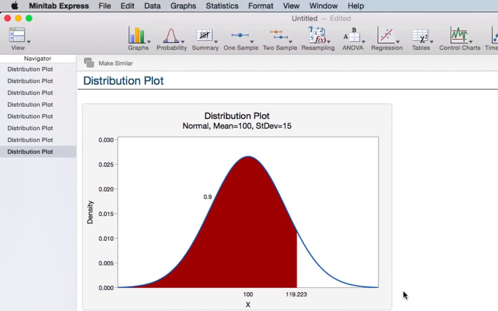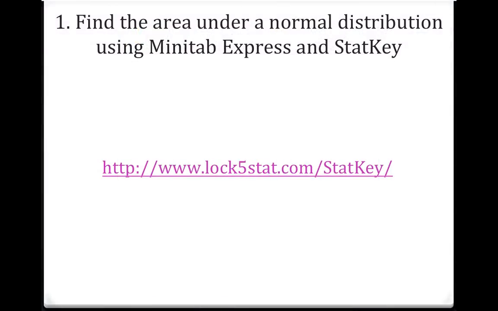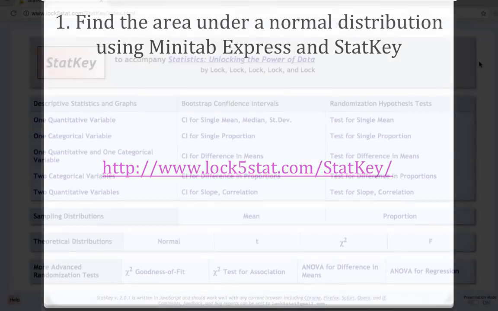There are more examples of using Minitab Express to construct these distribution plots, given both z-scores and proportions, in the online notes. If you're looking for more practice, I suggest that you go through there to work through more examples. Everything that we just did in Minitab Express can also be done in StatKey. Let's go to StatKey next to walk through a few examples there.